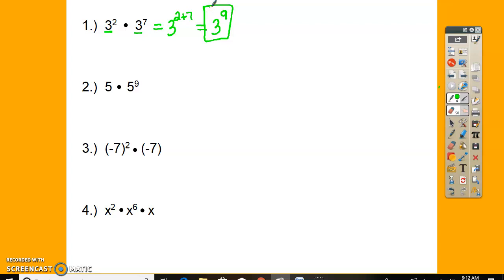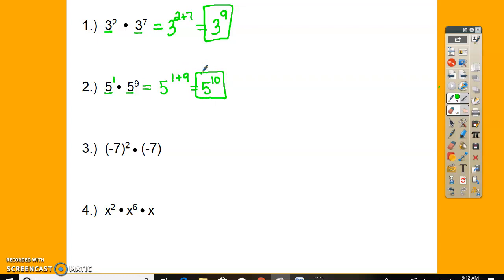Now, in this next example, again, we have a base of 5. Be really careful here. Even though you don't see it, this first 5 actually has an exponent of 1. If you don't see an exponent, that means the exponent is 1. Which means if I'm multiplying these together, they have the same base. So it stays a 5, and I simply add those exponents. So I really here have 5 to the 10th power.